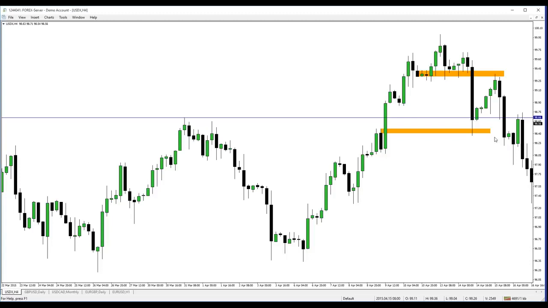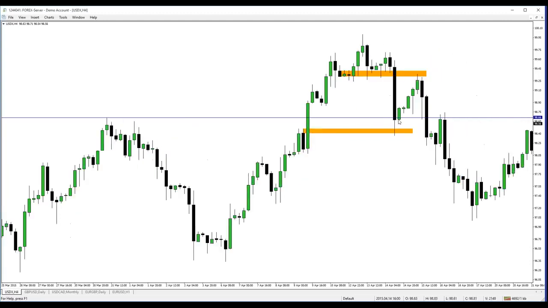The market runs down below the low, then comes back up, trades into the body of the candle here, sells off. Where's it going to reach for? What's it going to reach for?